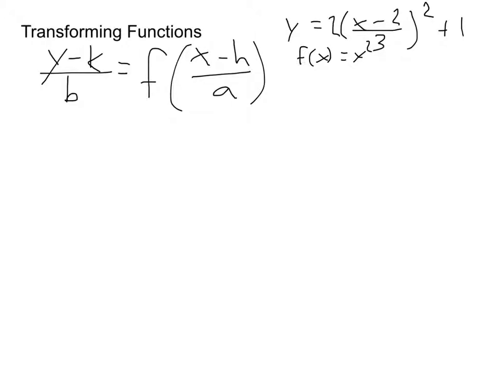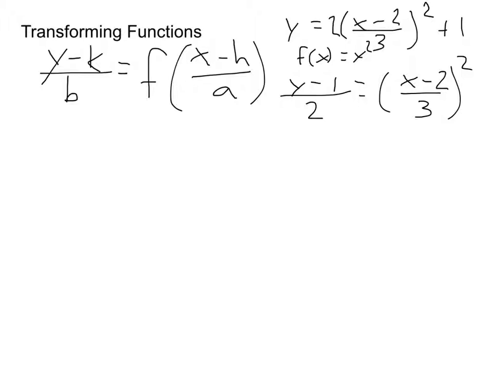But then we need to get anything that's outside of that function away. So the 2 here is outside and the plus 1 here is outside. So to get rid of that plus 1, I subtract both sides by 1. So I'd have y minus 1, and then to get rid of that 2, I divide both sides by 2. So it would be (y minus 1) over 2 equals ((x minus 2) over 3) squared. Okay? So then we can talk about how this thing is actually going to shift.